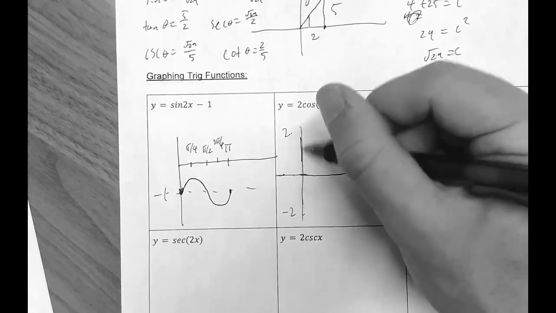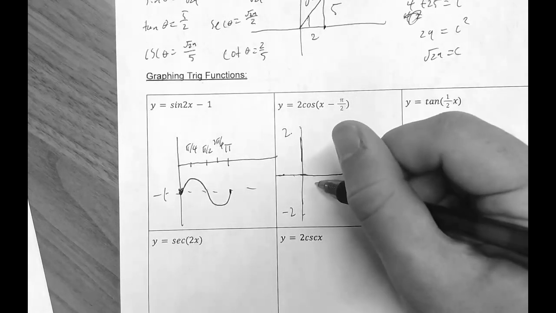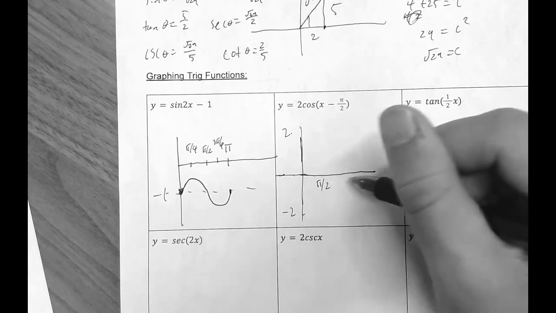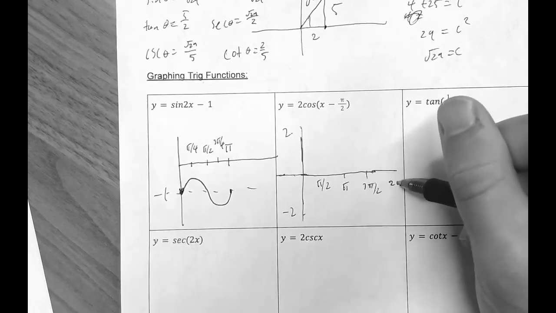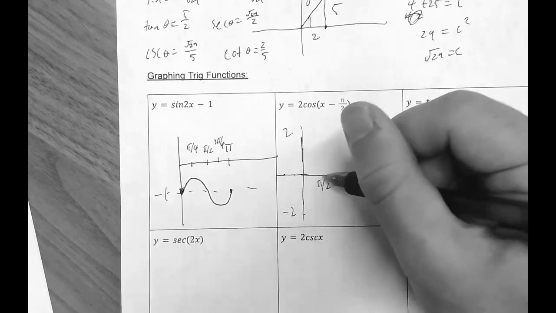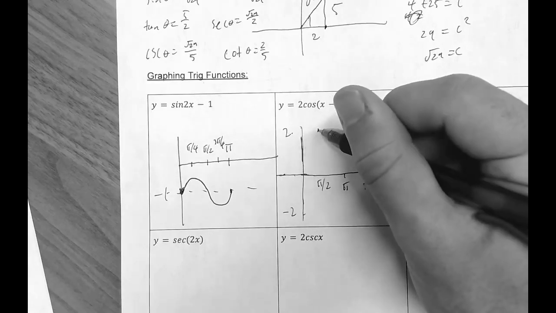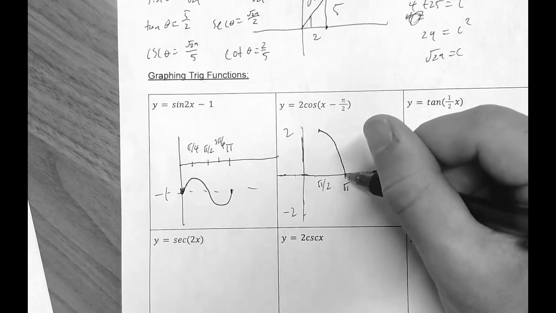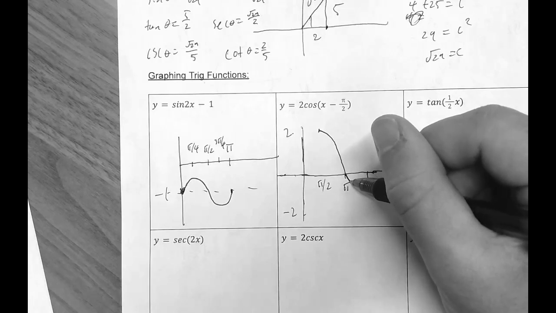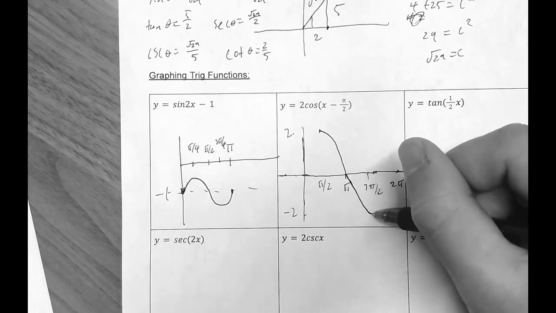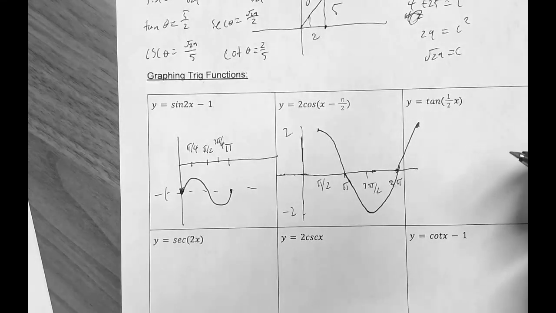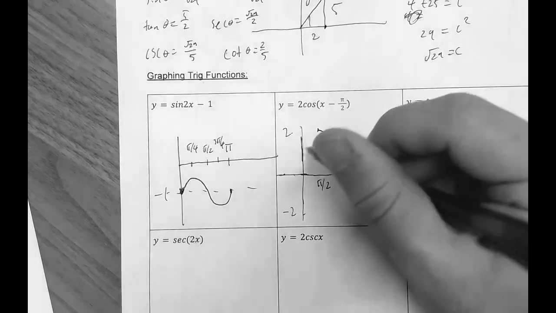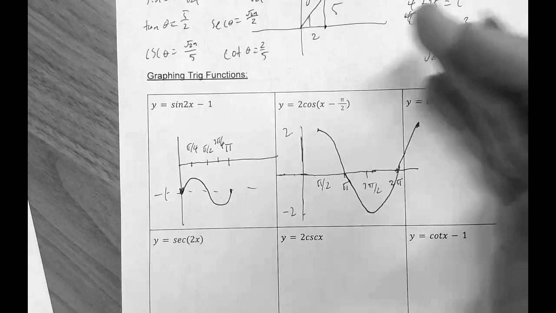So normally I'd start at 2 at 0, but now I'm going to start at, and I'll mark my, we're going to have pi over 2, pi, 3 pi over 2, and 2 pi. But everything's going to be shifted 1 to the right. So instead of starting at 2 here, I'm starting at 2 here. Then it's going to come down to 0 at pi, then at 3 pi over 2, it would be at -2, and then at 2 pi, it'd be back up to 0, and then over here, it would come back up to 2. Okay, so again, it's the same, it's a cosine graph, but it's just shifted 1 to the right, and its amplitude is 2.